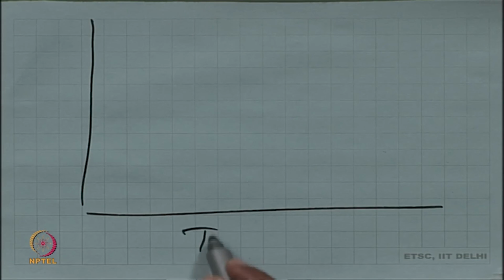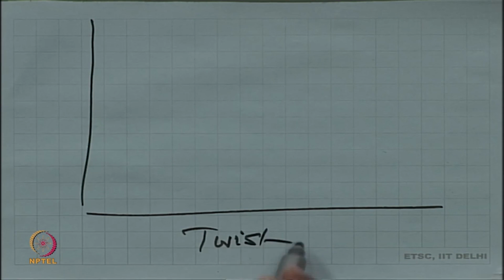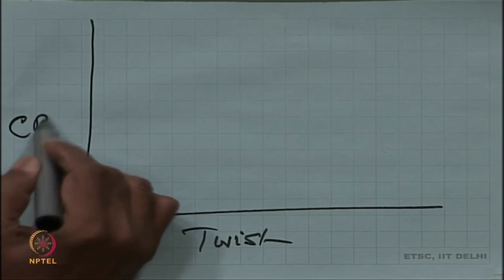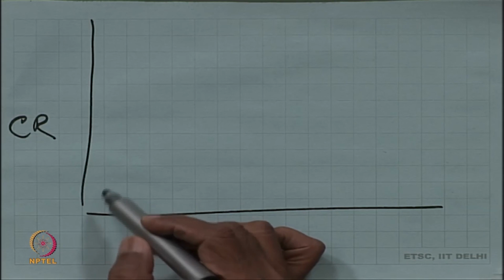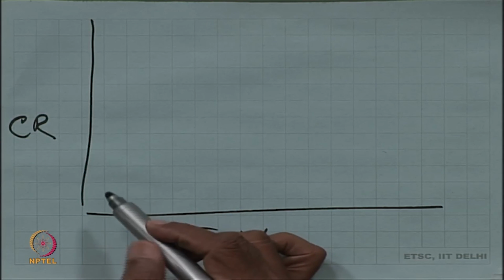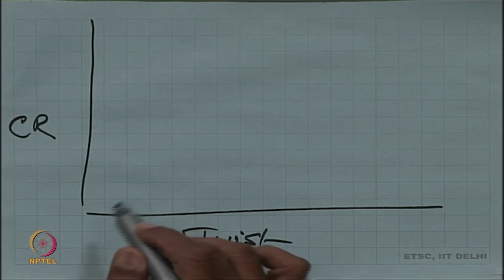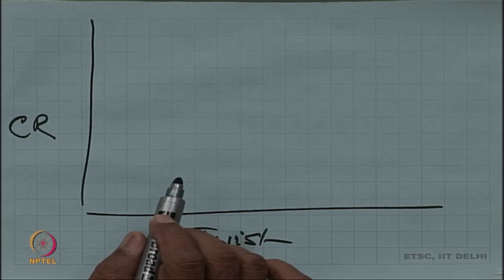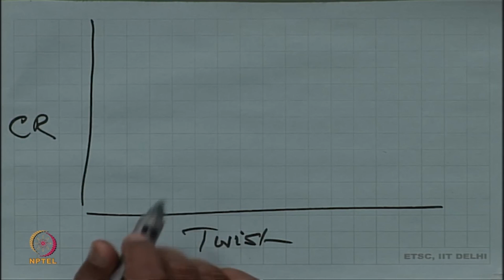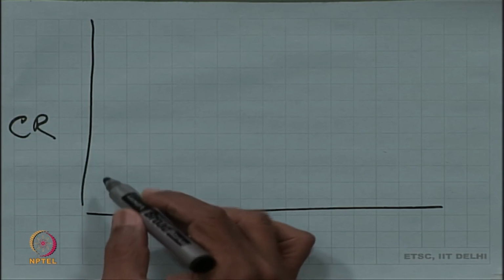We are now looking at twist and crimp rigidity. It will increase. Increase in which way? Level off? All keep increasing? What will happen? Level off? So, level off.